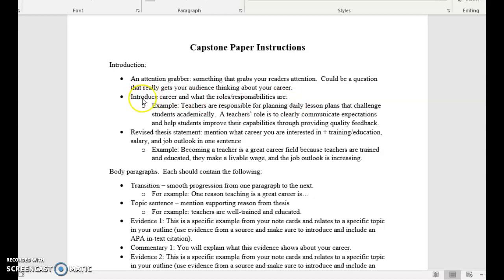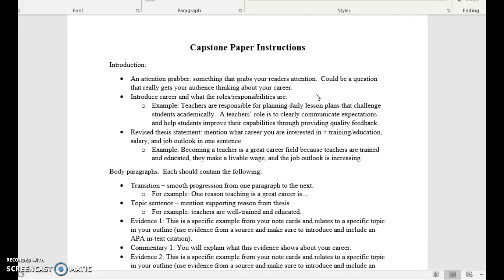Next, what you're going to do is introduce your career and what the roles or the responsibilities are. So for example, I gave you the example of a teacher again, because that's the career I'm familiar with. So you could say something like, teachers are responsible for planning daily lessons that challenge students academically. A teacher's role is to clearly communicate expectations and help students improve their capabilities through providing quality feedback. Boom, okay? So I went over the roles and the responsibilities in two different sentences. That's fine.